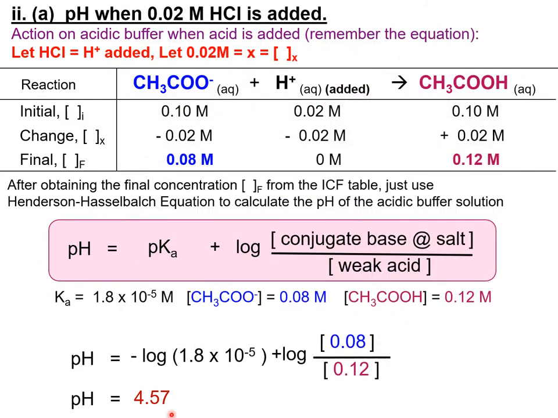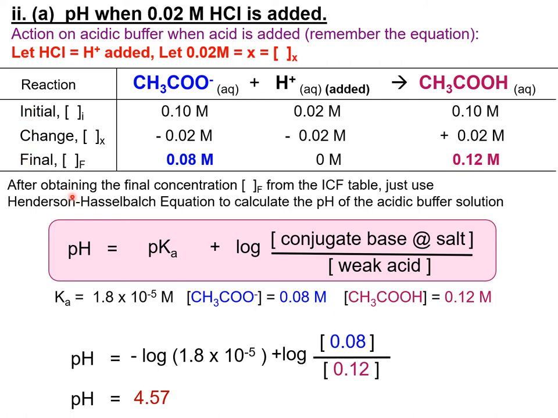Okay, so next, what will happen if you add a small amount of acid kepada acidic buffer solution tadi tu? Okay, small amount of acid tu berapa concentration dia? 0.02 molar. So, macam mana you nak kira pH tersebut? You tak boleh directly use the Henderson-Hasselbalch equation without buat RICF table dahulu. Okay, ataupun ICF table.